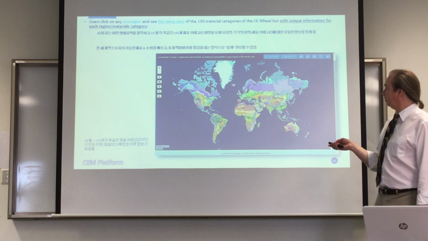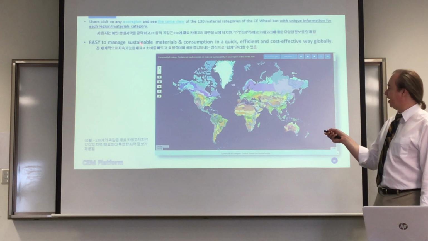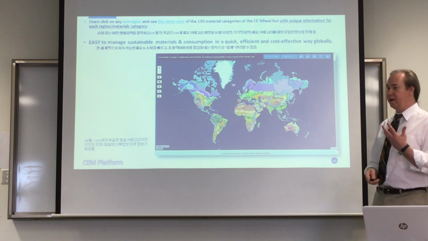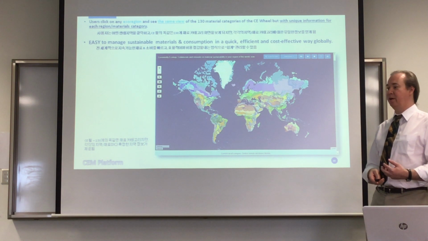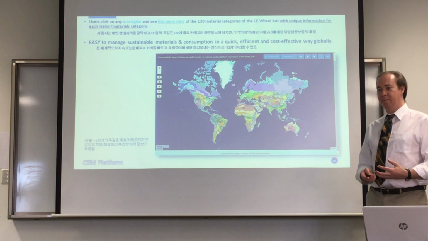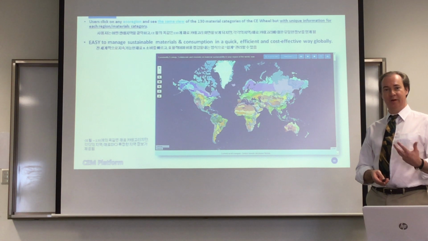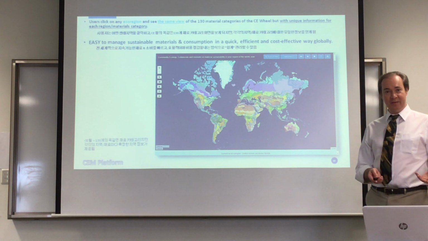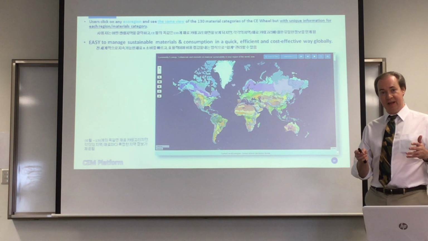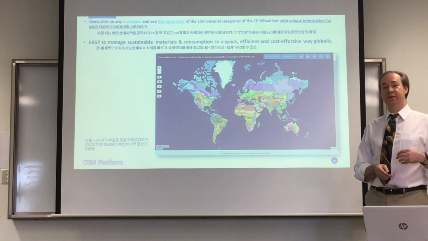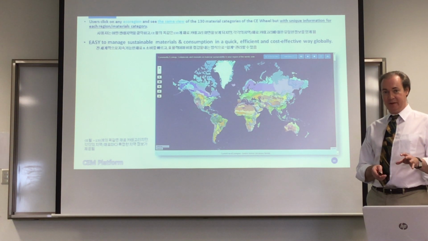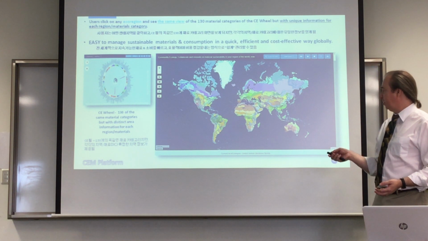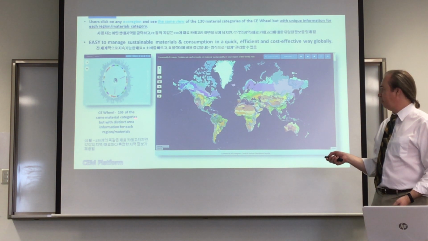So if you notice, it's easy to manage sustainable materials and consumption in a quick, efficient, and cost-effective way globally on one platform, where everybody has their own discrete ecoregional zones, but they also participate in a global conversation. This is very similar to a virtual community, but it's a virtual community that brings people together to debate about a real geographic community.